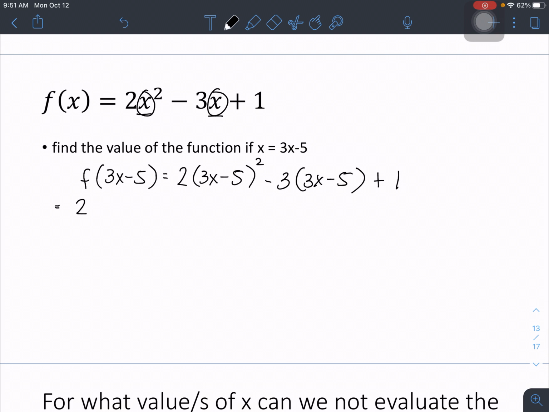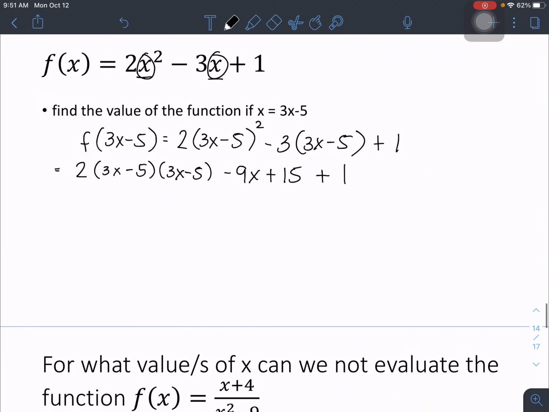So 2, so this will be squared, (3x minus 5). I find it easier to create two binomials since the power is exponent 2. Then I want to distribute this negative 3 here. So negative 3 times 3x will be negative 9x. Negative 3 times negative 5 will be positive 15. Plus 1.